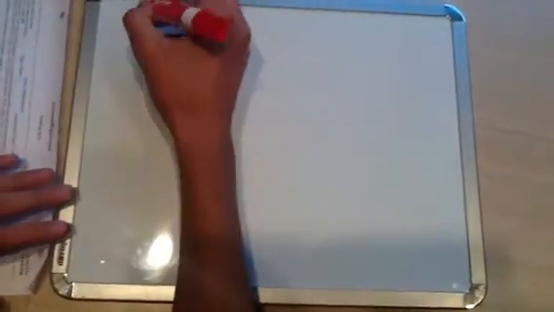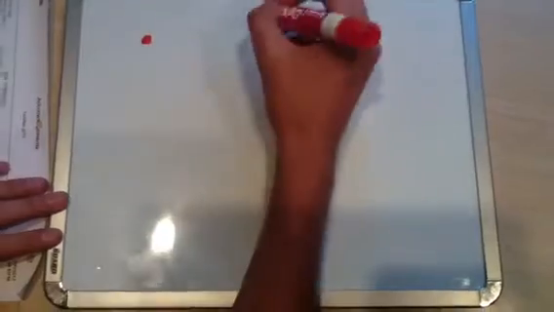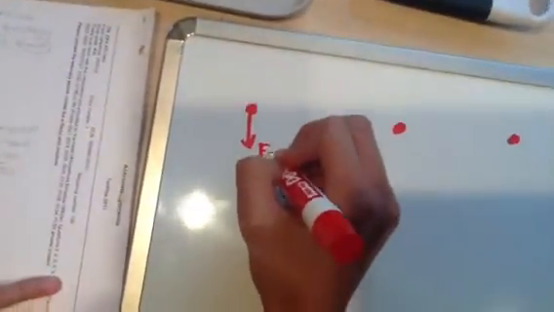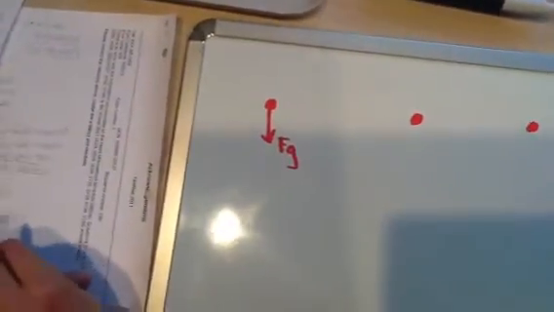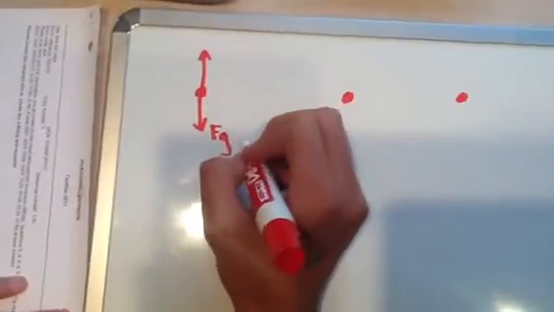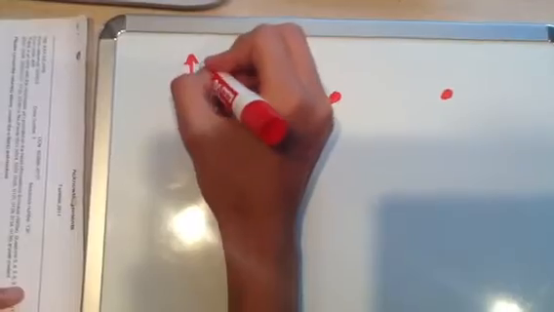So, the first question asks us to draw a free body diagram for each part of the rocket's flight: the part where the engine works, the part where the engine shuts off, and the part where the parachute is deployed. Each dot represents the rocket. As you can see, we're drawing a downward arrow. This represents the force due to gravity, which equals mass times the acceleration due to gravity. The upward arrow is the force due to the engine of the rocket.